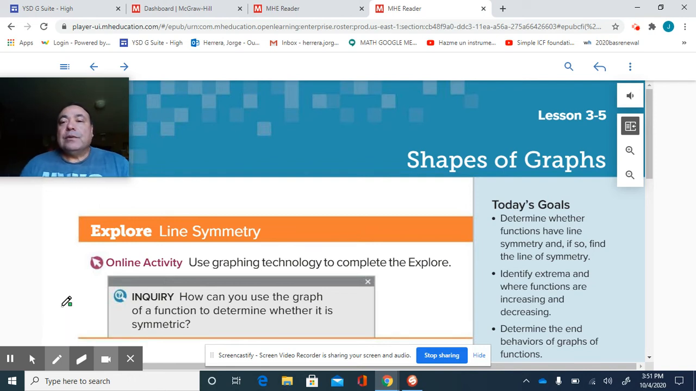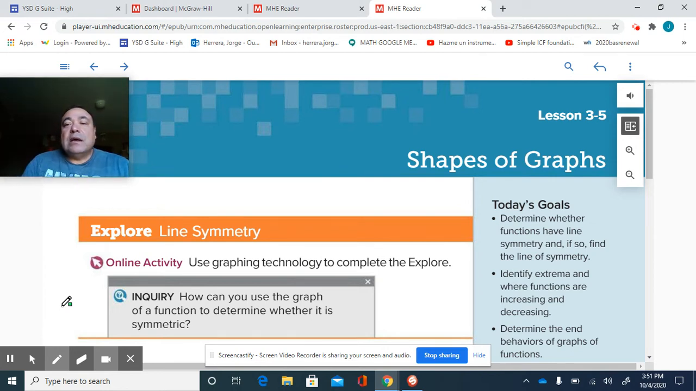Okay, guys, we're going to do lesson 3.5, the shapes of graphs. The goals for today are to determine whether a function has a line of symmetry, and find the line of symmetry. Then we're going to find the extrema points, meaning the high points and the low points in the graph. And then we're going to determine what type of behavior different functions show: an increase, a decrease, and so on. So those are our goals for our lesson for today.